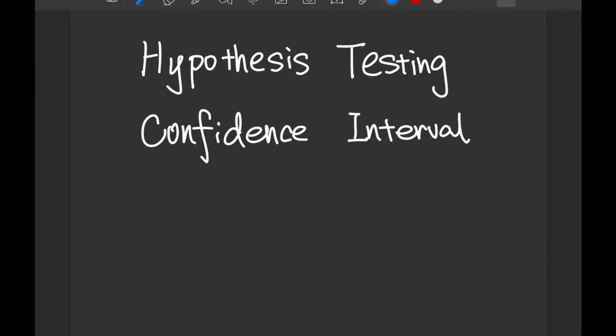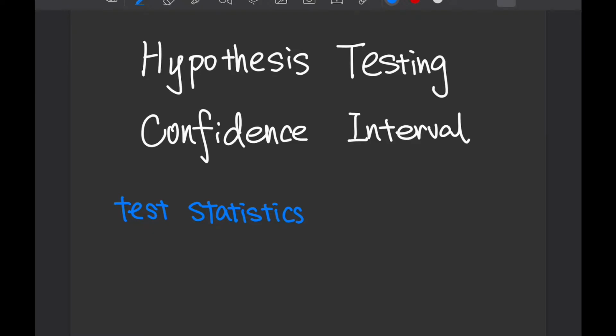Today I'm going through two very important concepts in statistics. They are hypothesis testing and confidence interval. These two concepts are actually the same in nature, so once you understand how to derive a test statistic, you should be able to do both of them. In this video, I'm going to show you how a test statistic for hypothesis testing is derived.